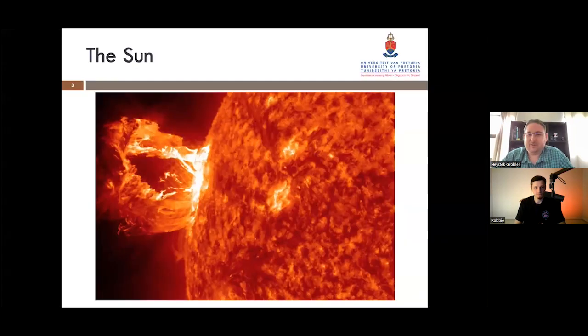So this is a normal image of the sun, how we usually see the sun. I usually say we can see the sun from different planets. So the image we see now is from the Curiosity rover, and this is how the sun will look from Mars.